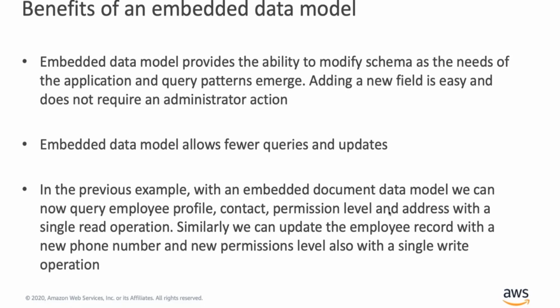For instance, in our previous example, if I wanted to read or query an employee's profile, contact, permission level and address, I can do that with a single read operation. Similarly, we can update the employee record with a new phone number and a new permissions level, also with a single write operation. So this really simplifies things, and the embedded model is much more normal to how we as humans think about data. So that's one of the benefits: fewer read operations, fewer write operations, and generally it's just a more readable data format.